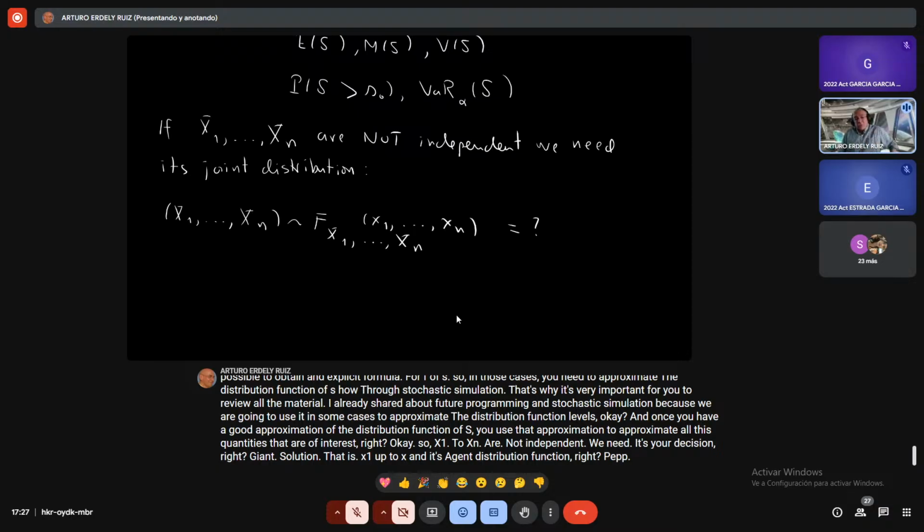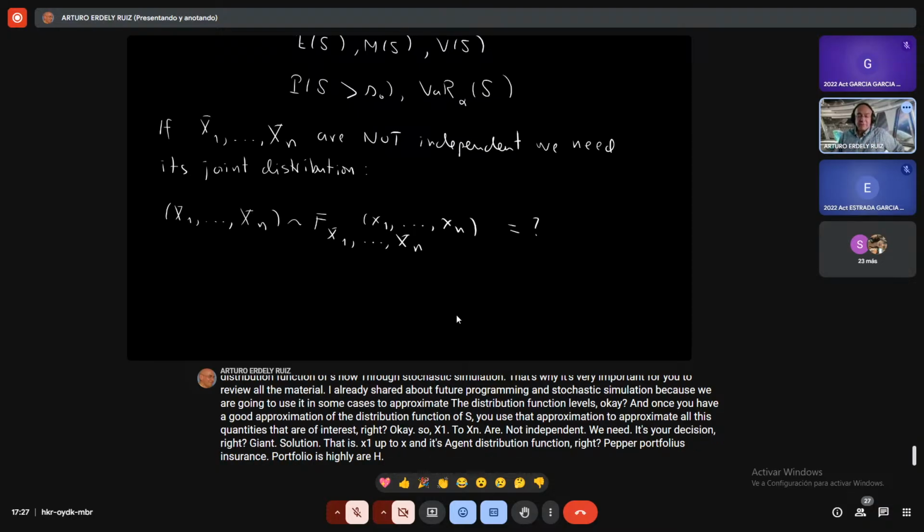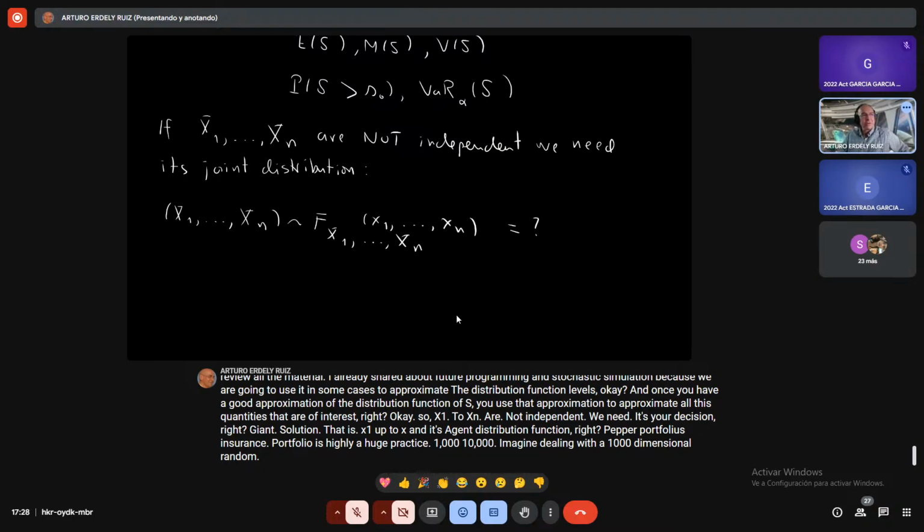But portfolios, insurance portfolios are huge in practice. 1,000, 10,000. Imagine dealing with a 1,000 dimensional random vector or a 10,000 dimensional random vector. Crazy, right? How are we going to deal with this? We need stochastic simulation.